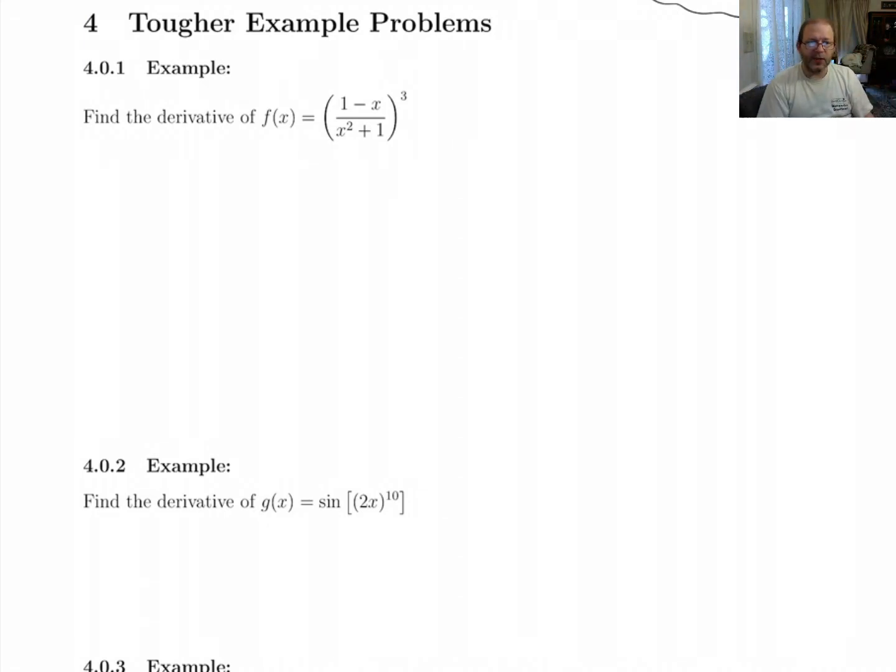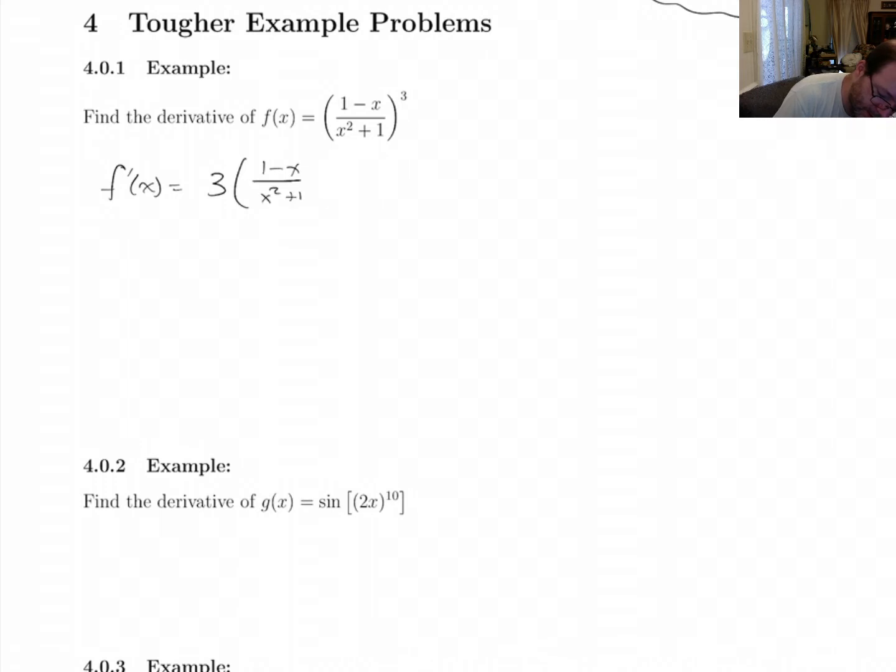So on this first example where we've got f of x is (1 minus x over x squared plus 1) to the third, we're going to deal with that third power first and then work our way inside. So I'm going to get f prime of x is 3 times this squared, and then times the derivative of what's inside. Now, for the derivative of what's inside, we've got to use the quotient rule.